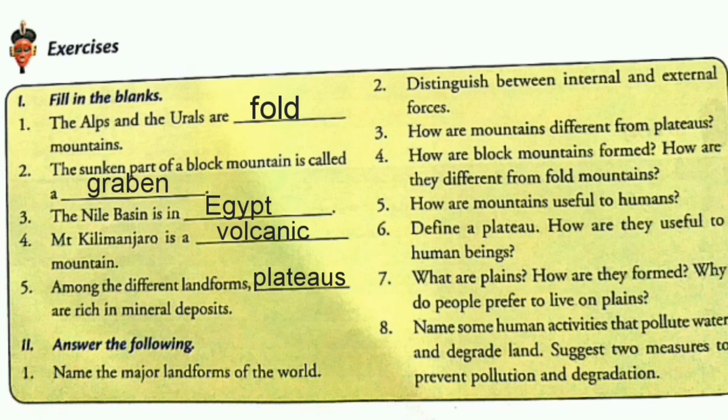Next, after fill in the blanks, there are answer the following. First one is name the major landforms of the world. So the major landforms of the world are mountains, plateaus, valleys, plains, trenches. I repeat, mountains, plateaus, valleys, plains, and trenches. Next, distinguish between internal and external forces.